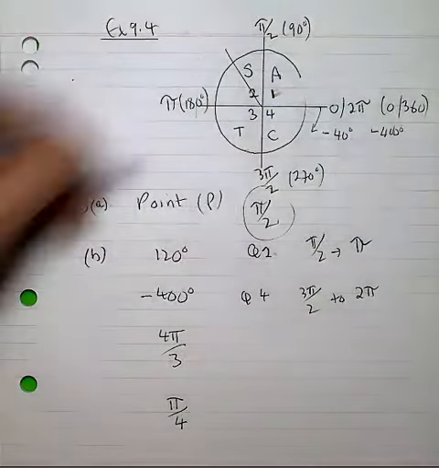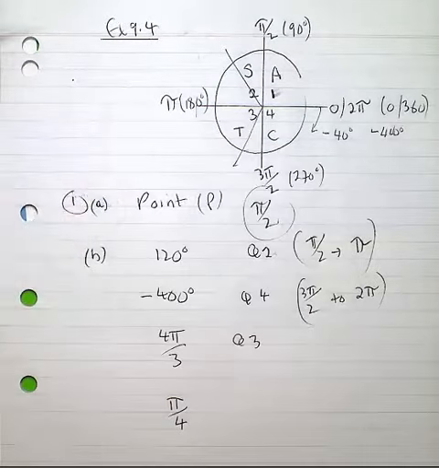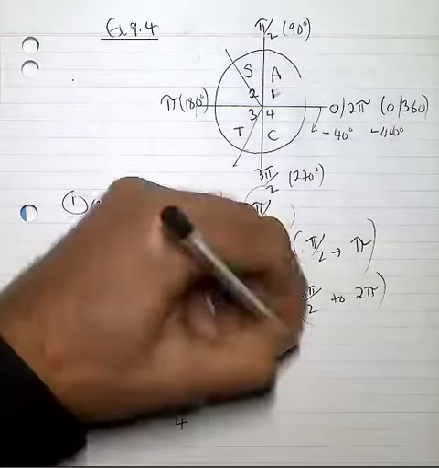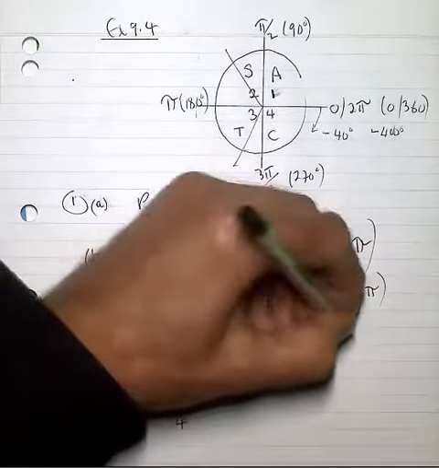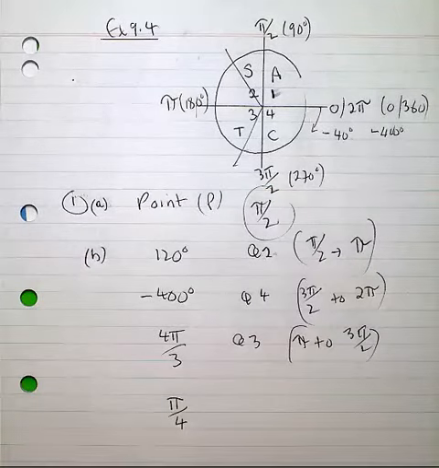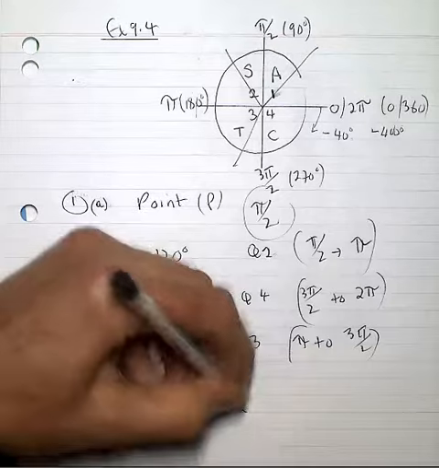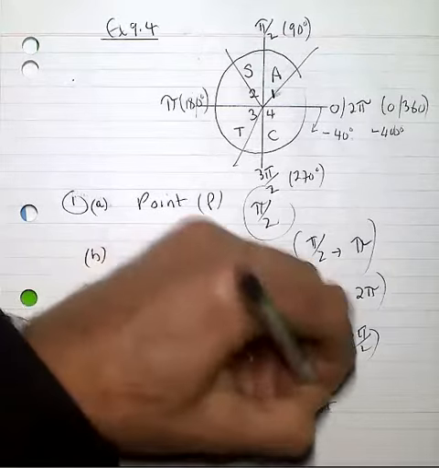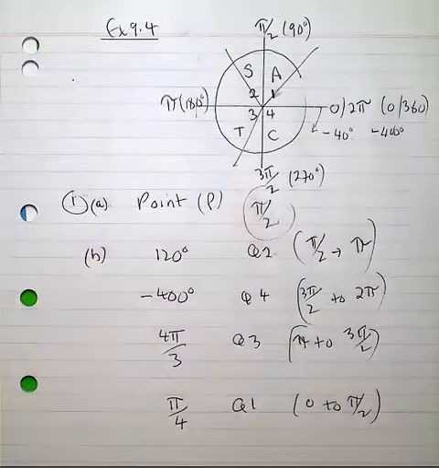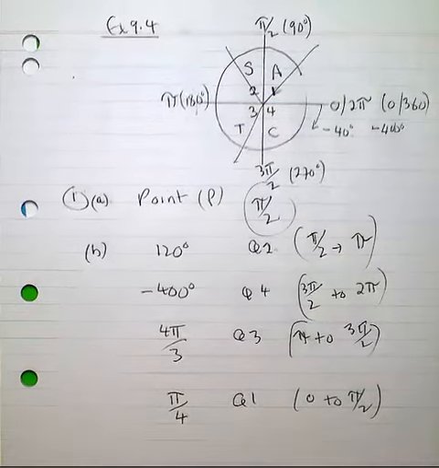4 pi on 3, you can see, would be in quadrant 3, which is the pi to 3 pi on 2 quadrant. And lastly, pi on 4, halfway into quadrant 1, which is the 0 to pi over 2 quadrant. Now, very, very important that you're able to handle questions like this.